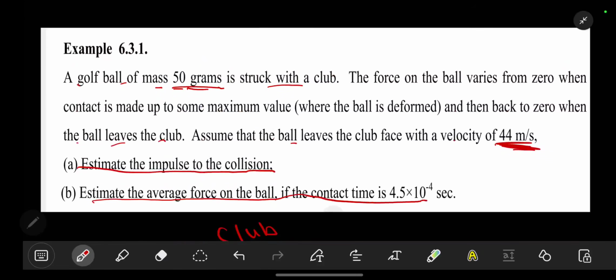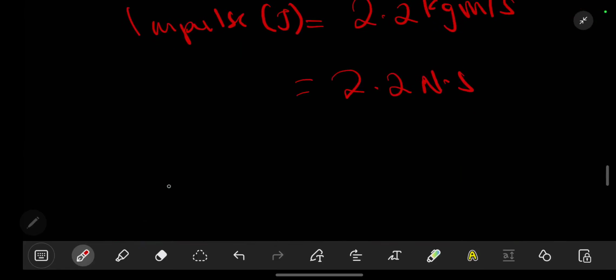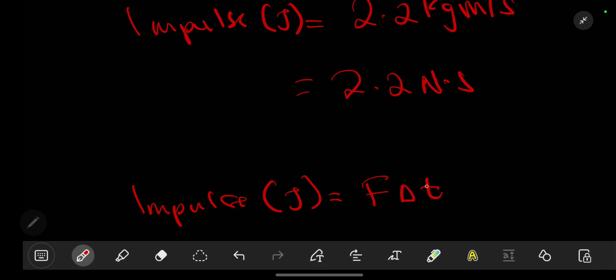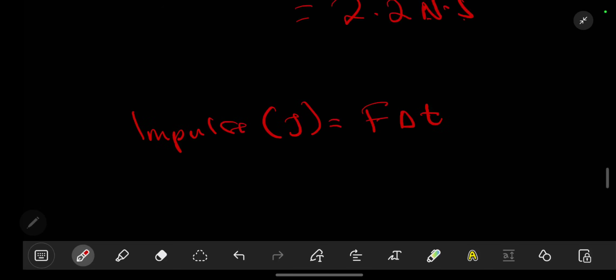Estimate the average force on the ball if the contact time is this. So using the second one, we want the force now. The impulse is equal to the product of the force times the smallest amount of time. That's why the units are Newton second, because force is Newton, time is second. So the impulse, 2.2 Newton second, should be equal to the force times the time.